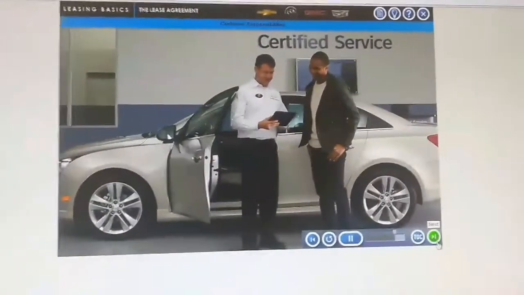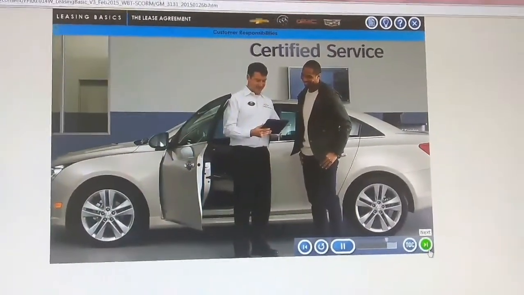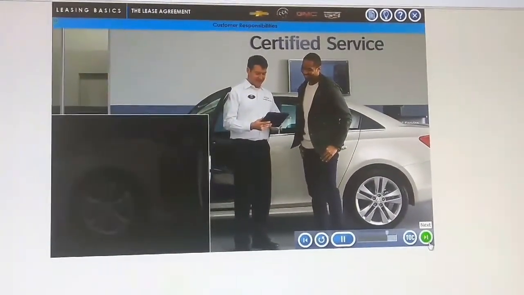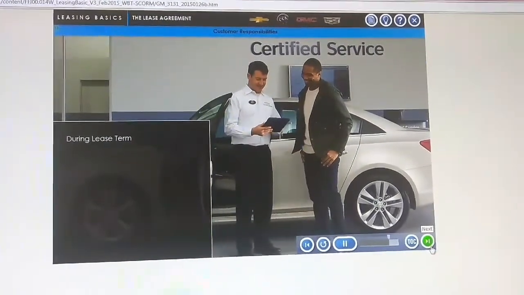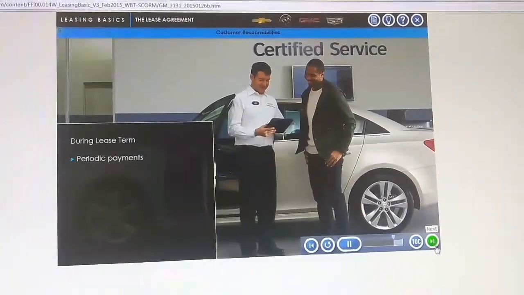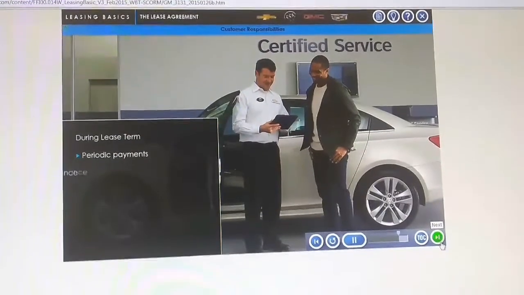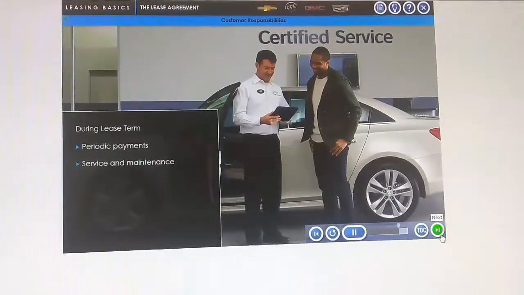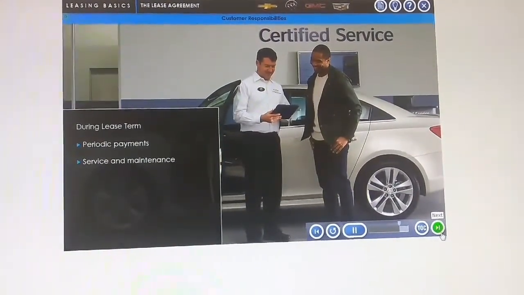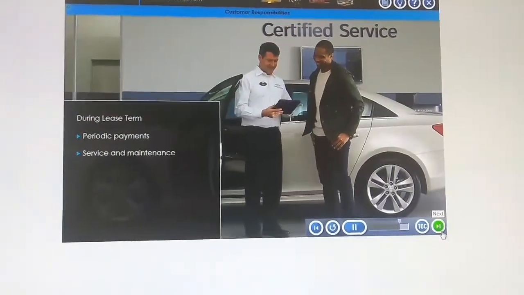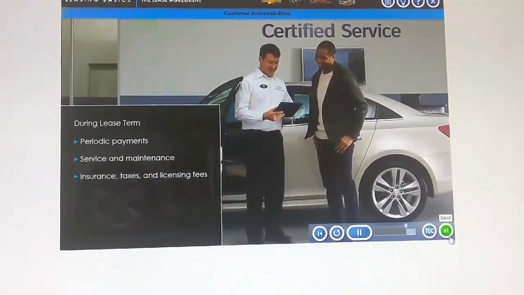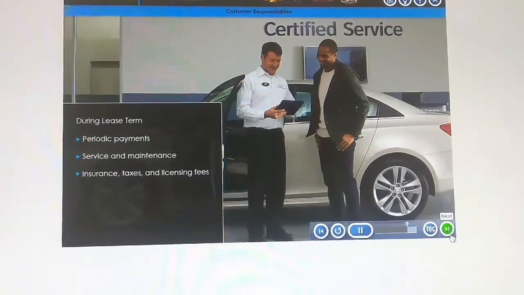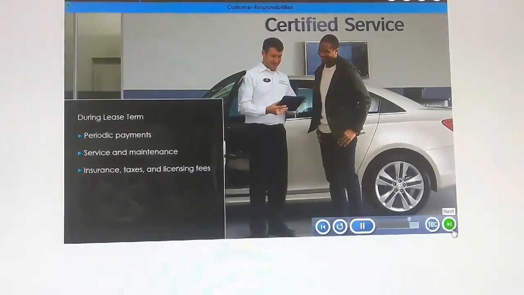Lease customers have specific responsibilities they need to fulfill to hold up their end of the lease agreement during the lease term. They must make periodic payments as outlined in the lease agreement and ensure their vehicle receives the recommended service and maintenance. And just like with conventional financing, the customer is responsible for fully insuring the vehicle, as well as paying all applicable taxes and licensing fees.